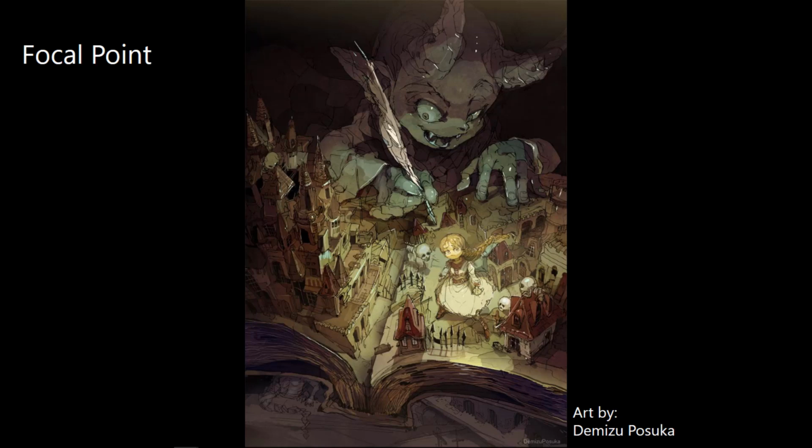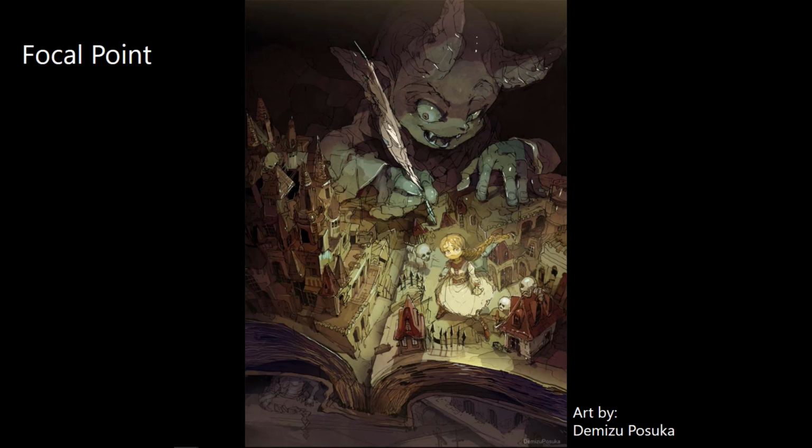So the first step in talking about art composition from a point of view is the idea of a focal point. So in this art right here, by Dimizu Pasaka, and I'm probably not getting that name correct. This is from a manga, I believe. I'm not familiar with it, but I really loved the use of a lot of different techniques here that I wanted to start to talk about.